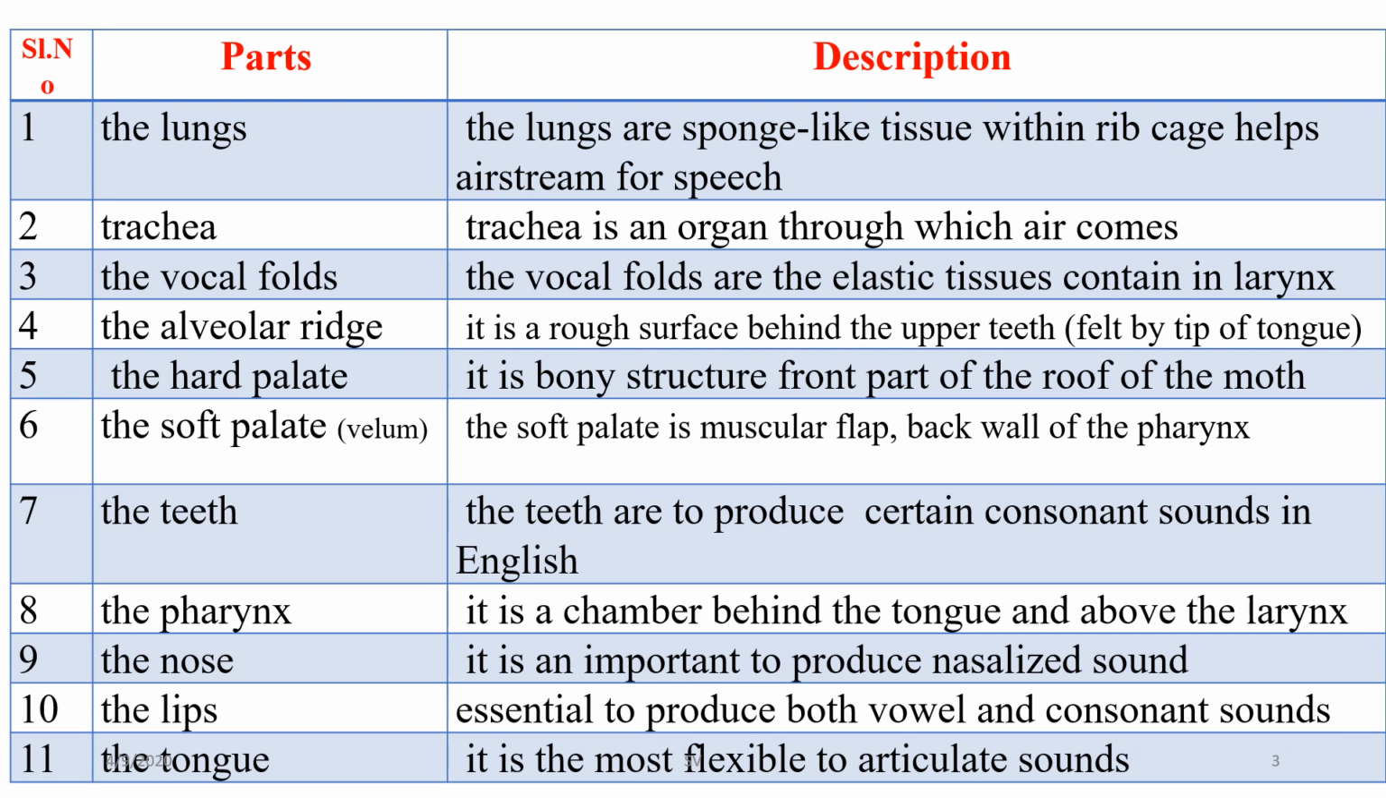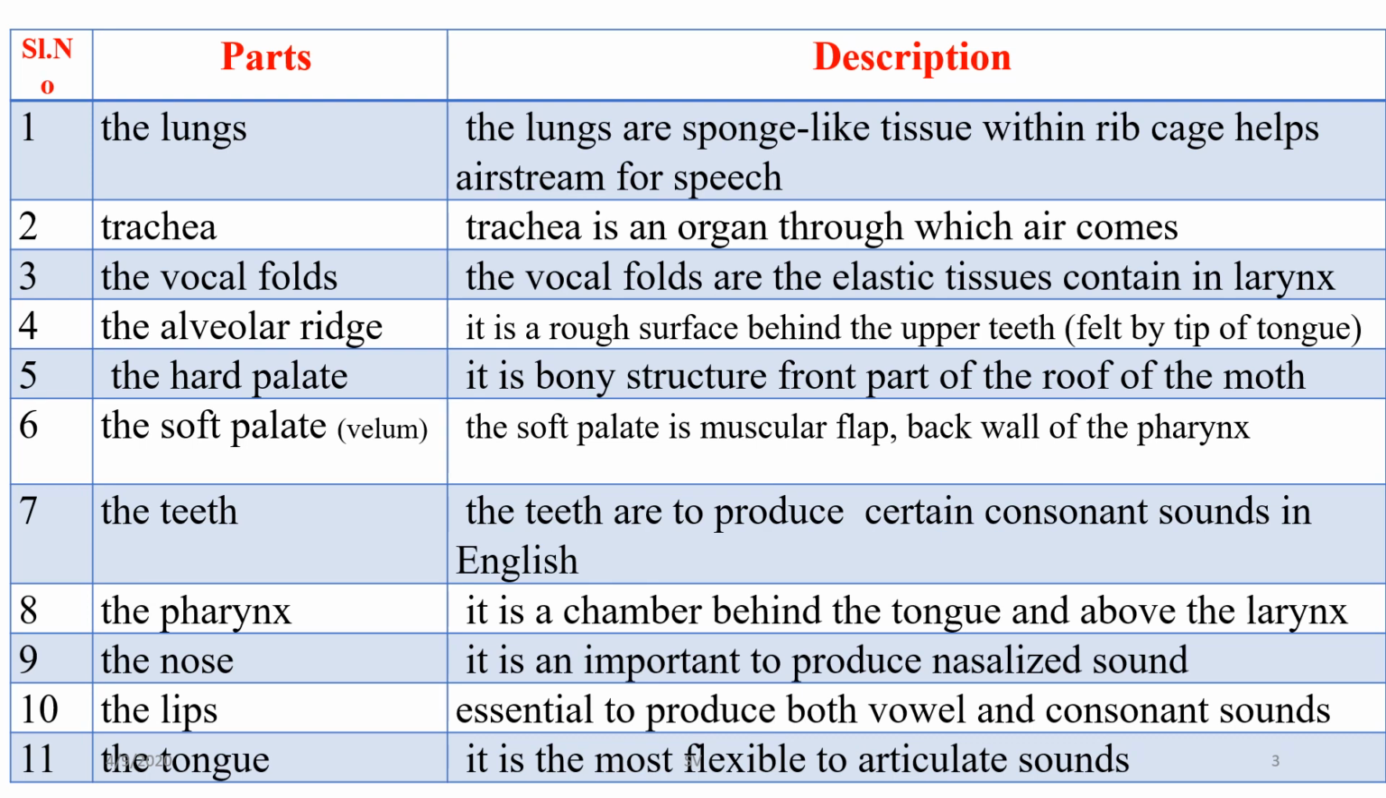Number four, the alveolar ridge. It is a rough surface behind the upper teeth, which is touched by the tip of the tongue. Number five, the hard palate. It is a bony structure, the front part of the roof of the mouth. Number six, the soft palate. This is called velum. The soft palate is a muscular flap at the back wall of the pharynx.